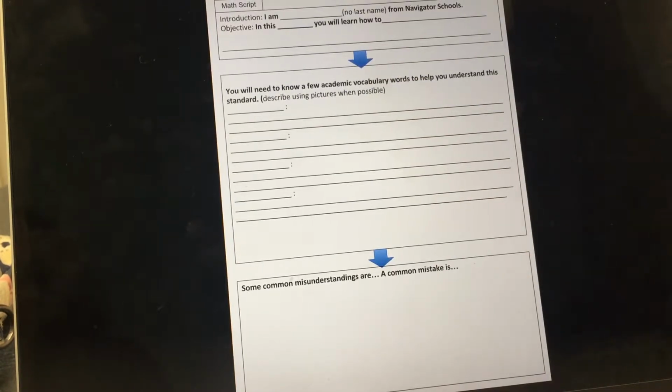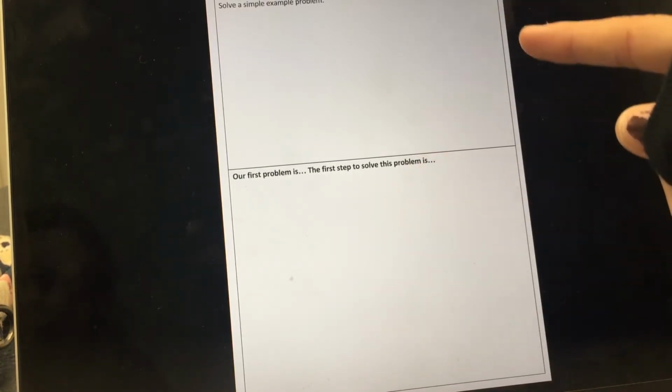some common misunderstandings that people would usually make. And then a simple example problem. This doesn't have to be very intricate, or we don't have to use a real world problem necessarily. And then in here we're going to use the steps to solve this problem. Again, it has to be word for word because this is what we're going to use when we're making the video. And then our next page, it's a little more detailed, and it's a real world example problem.